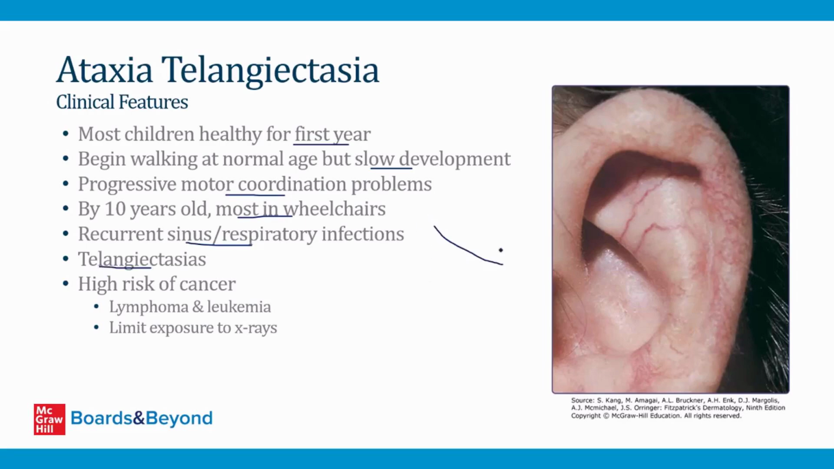In addition, they have recurrent sinus and respiratory infections, and they have telangiectasias on the skin. This is a picture of some telangiectasias around the ear in a patient with this disorder. And then finally, as I just said in the last slide, there's a high risk of cancer, especially lymphomas and acute leukemias like ALL. And one of the things this means clinically is that you want to limit exposures to x-rays for these children because it can trigger a malignancy very easily. So things like CT scans, chest x-rays, you want to limit those in children who have ataxia telangiectasia.